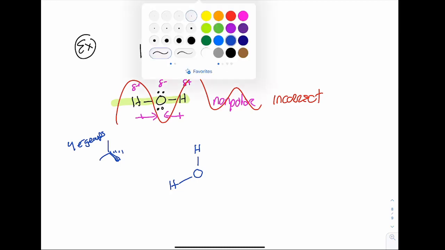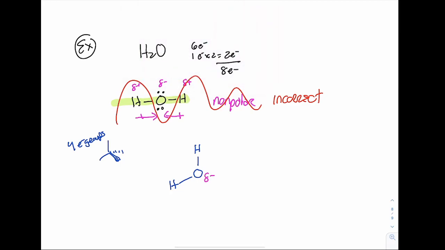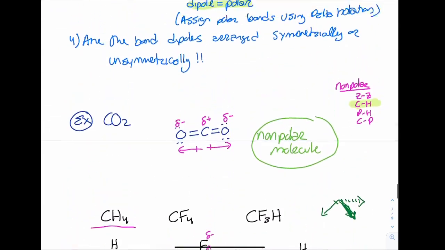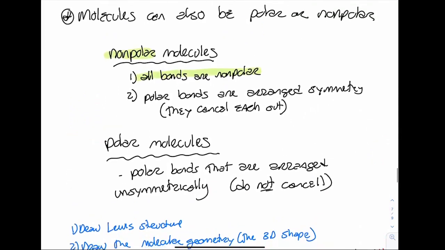Now when I assign my bond dipoles, right, those do not cancel each other out. They're actually angled, right? So I now have a polar molecule. Which is correct. Water is polar. So again, be really careful when you assign those bond dipoles. It needs to be based on the shape of the molecule, right? The 3-dimensional shape, the molecular geometry. If you do it on its Lewis structure, you can get the wrong answer.